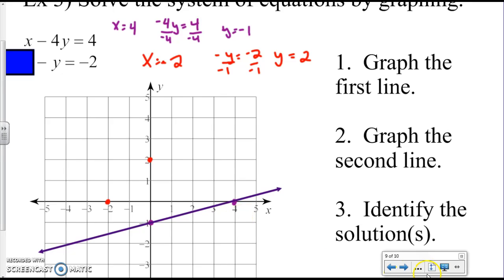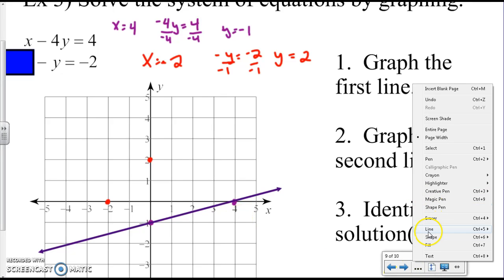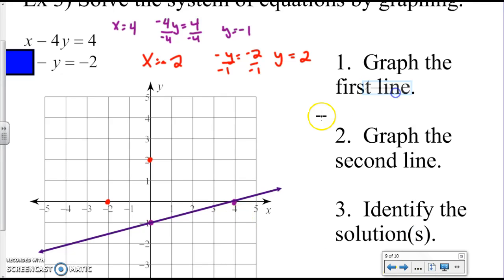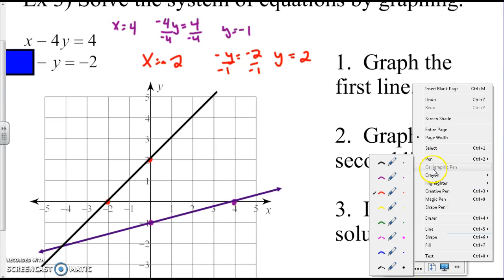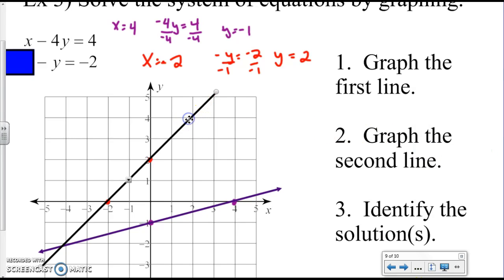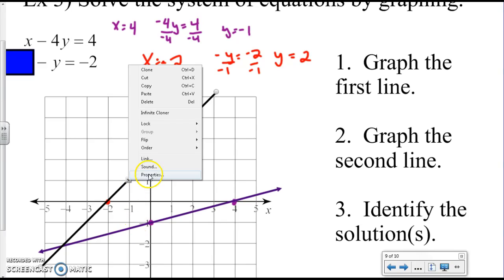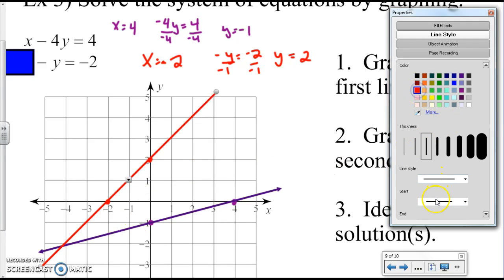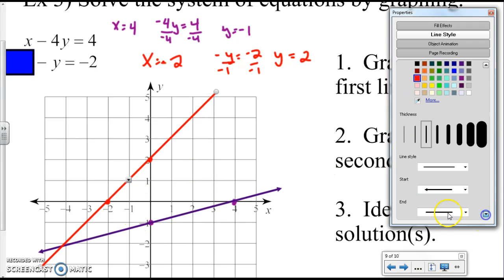Okay, now we have 2 points. Let's draw a nice straight line through those 2 points. Okay, I'm going to change that. The lines are off just a little bit. Close enough. So we're going to go ahead and change this, make it red, put some arrows at the end, and go from there.